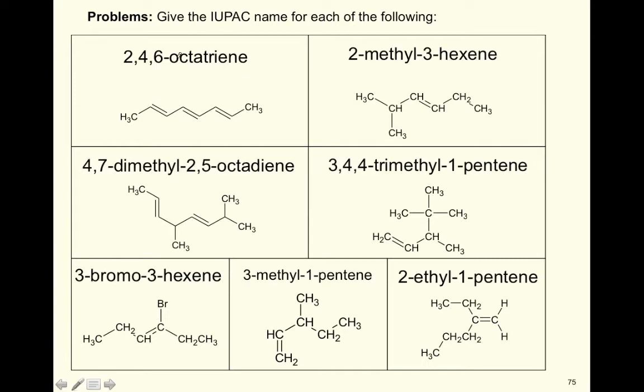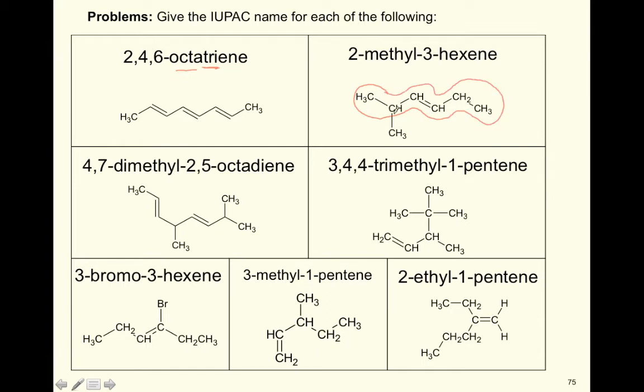All right. We have octatriene. We have 3 double bonds in a parent chain of 8, and they live on carbons 2, 4, and 6. Make sure when you have numbers, you separate the numbers with commas, and a number and a letter, you separate it with a dash. This one, our longest continuous chain, is right here.